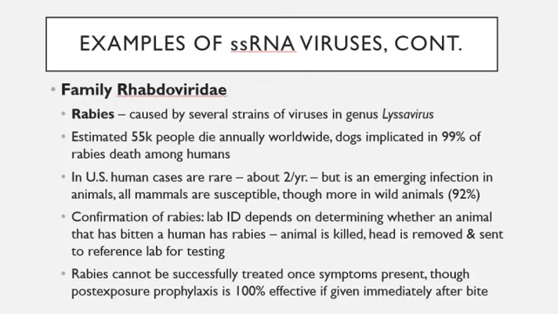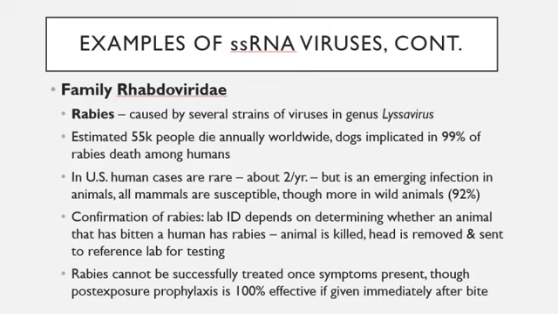All mammals are susceptible to rabies, though it's more common in wild animals. About 92% of cases are in wild animals. Confirming rabies in human cases depends on the lab identifying and determining whether the animal that has bitten the human has rabies.